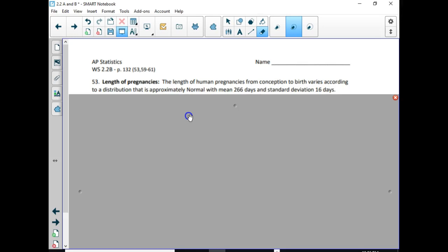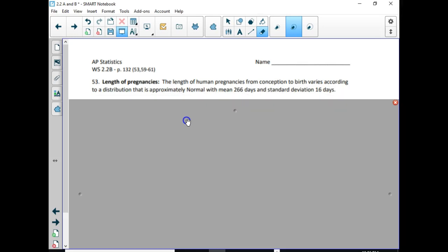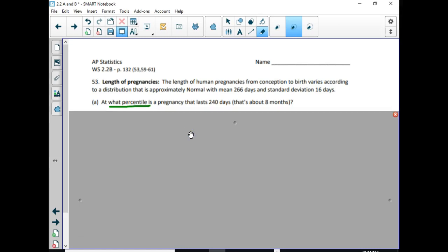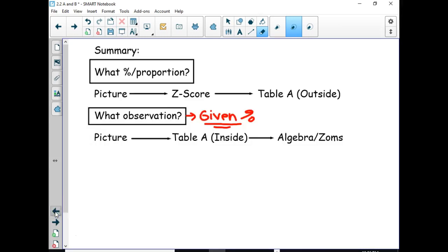Okay. Length of pregnancies. The length of human pregnancies from conception to birth varies according to a distribution that is approximately normal, with a mean of 266 and a standard deviation of 16. At what percentile is a pregnancy that lasts 240 days? Okay. Again, it says at what percentile. So you're going right now with this stuff here. What percent, what proportion? Draw your picture first.